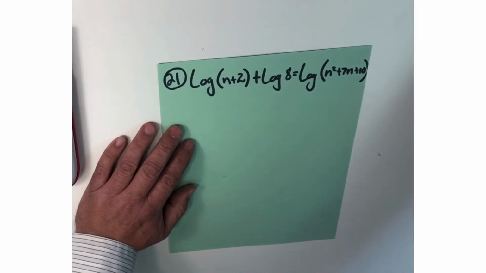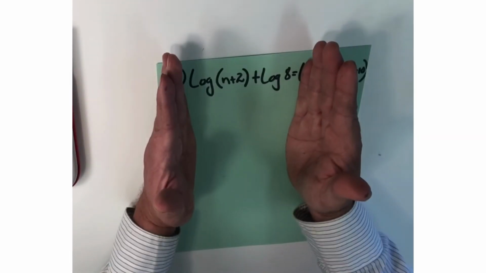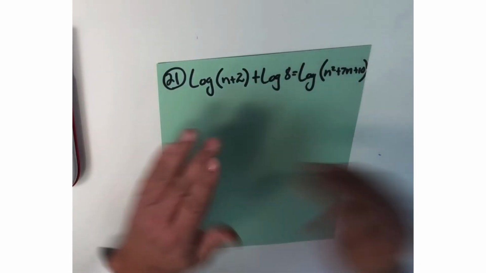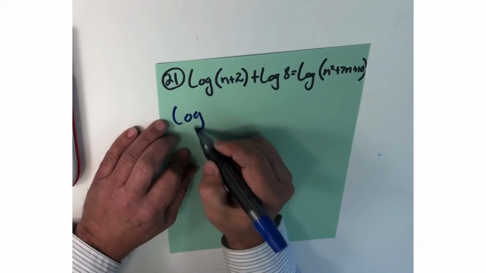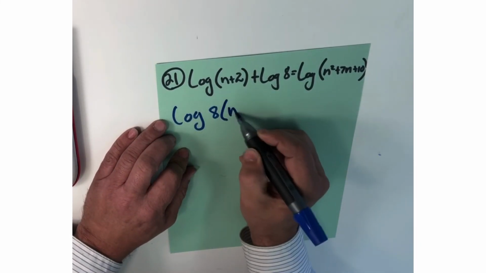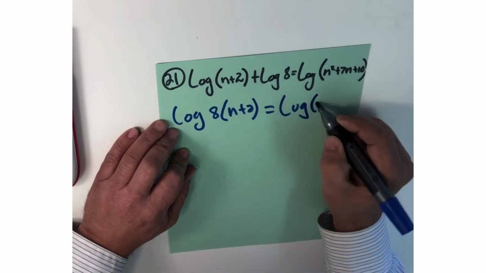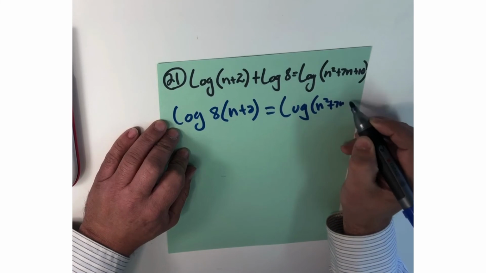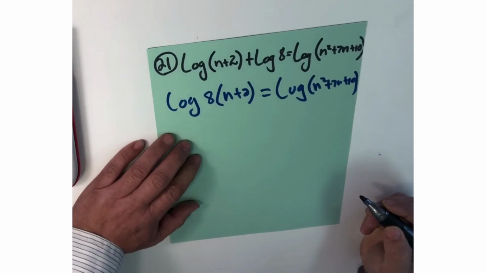Ask yourself the same question every time. How many logs? 2 logs on the left. What do we do? We condense. This is a plus, which means log of 8(n plus 2) is equal to log of n squared plus 7n plus 10.